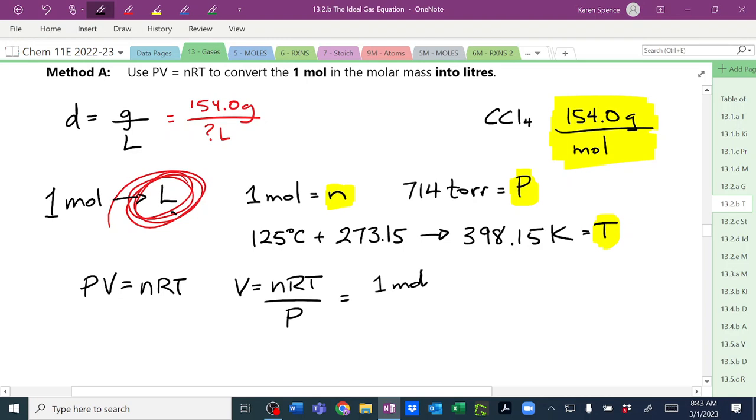1 mole. We need R. Which value of R do we want to use? Take a look on your sheet there. I have to go grab a sheet for myself.